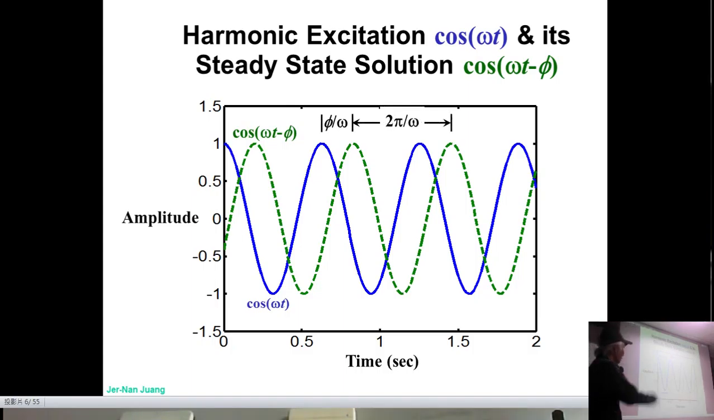Okay, this is the period, 2 pi over omega. That's the period. It's the same period for your forcing function, your cosine, and also the period for your steady state response. In other words, you have cosine in, you have cosine out. When a cosine function excites the system, you have a cosine response from the system.